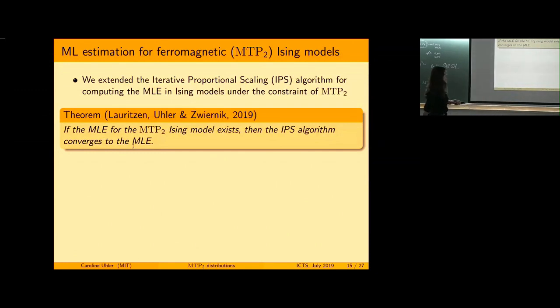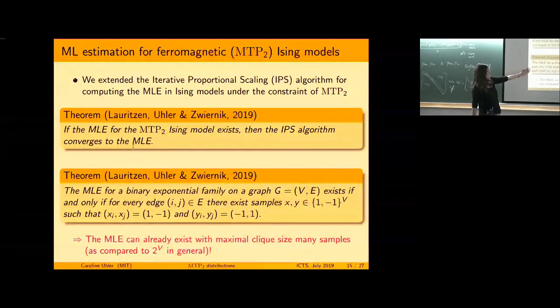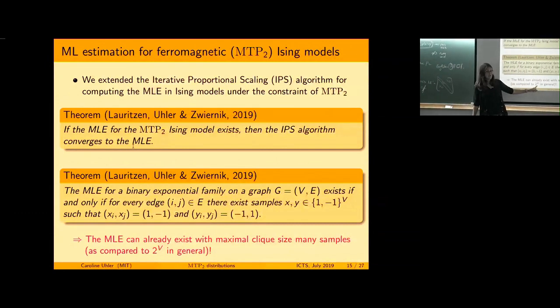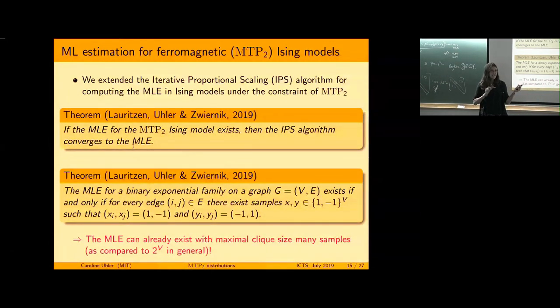We can compute the MLE for ferromagnetic Ising models. And in particular, we also have the same results as on the previous slide. We know when the MLE exists. So in Ising models in general, you need huge amounts of samples, right? You need to have seen every combination of all of your spins at least once, right? So that's why you need at least 2 to the V many samples, where V is the number of variables for me. So for the MLE to exist, you need to have seen every combination of spins.